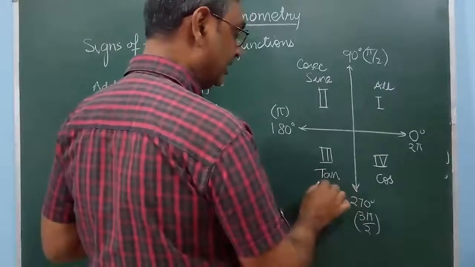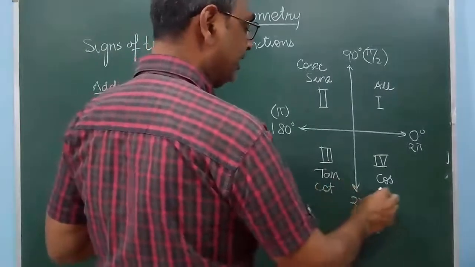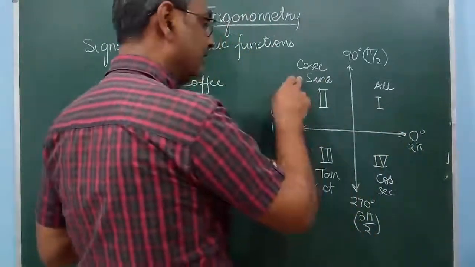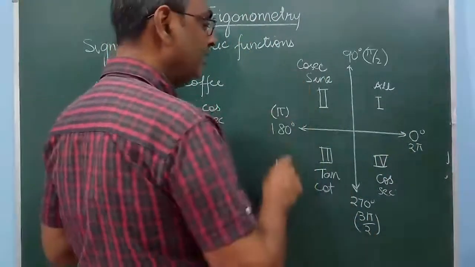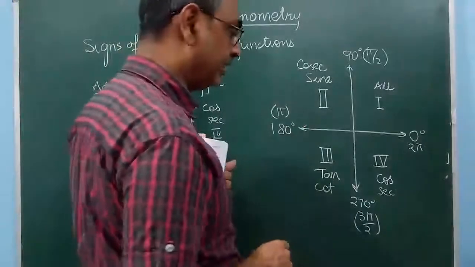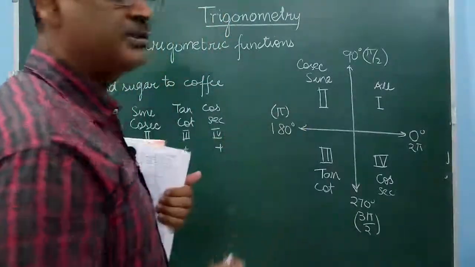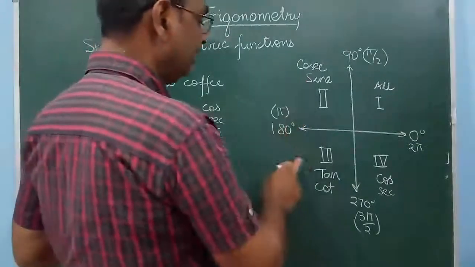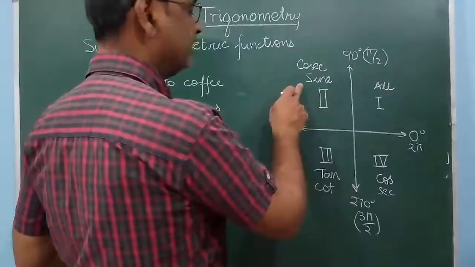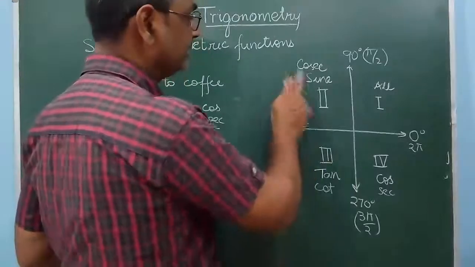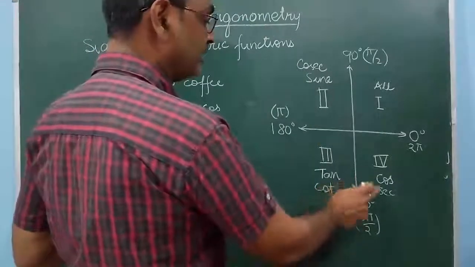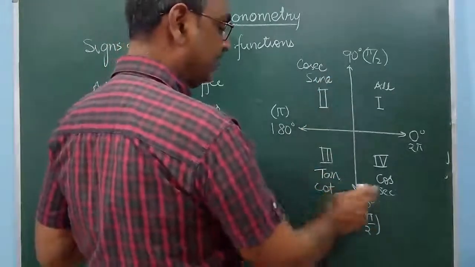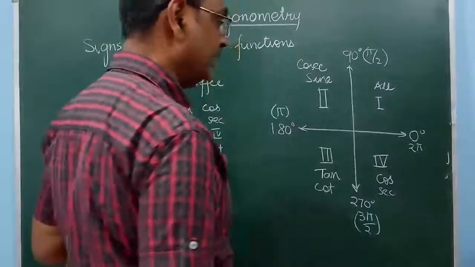Here in the third quadrant tan and cot are positive and here cos and sec are positive. Except the function that we are seeing in the quadrant, all the other functions will be negative. Means in the second quadrant tan, cot, sec and cos will be negative. In this quadrant cosec, sine, cos and sec will be negative. In this quadrant cosec, sine and tan, cot will be negative.